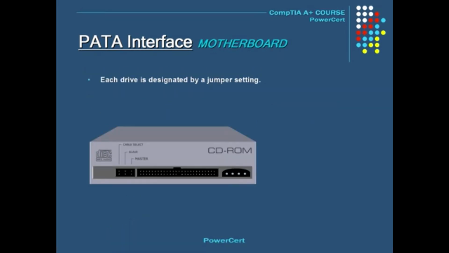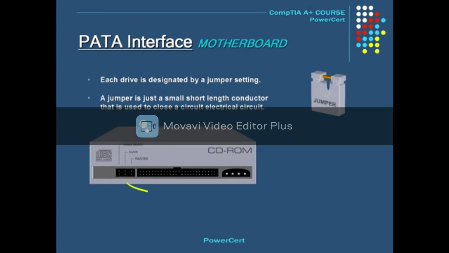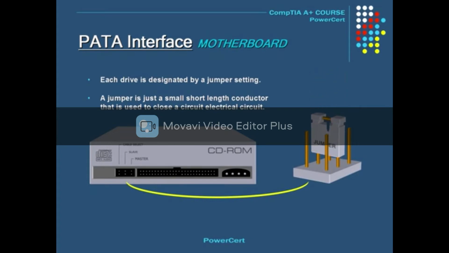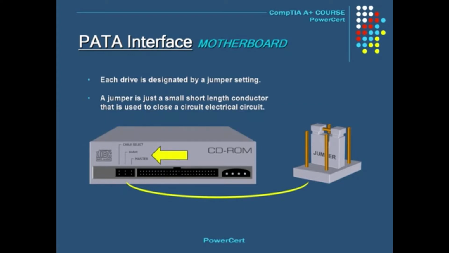And each drive is designated by a jumper setting. A jumper is just a small short-length conductor that is used to close an electrical circuit. Jumper settings are located on the back of each drive. The jumper settings are either master, slave, or cable select.